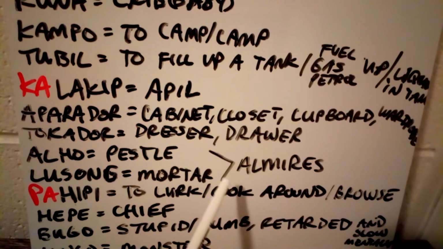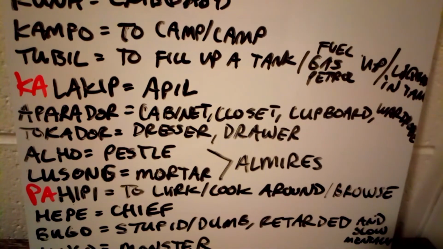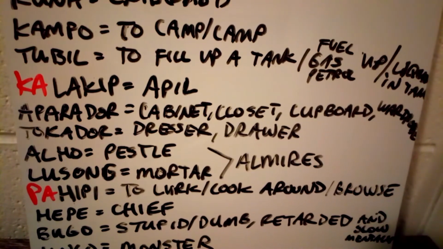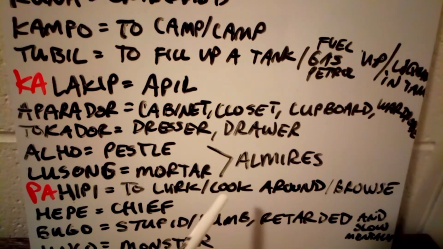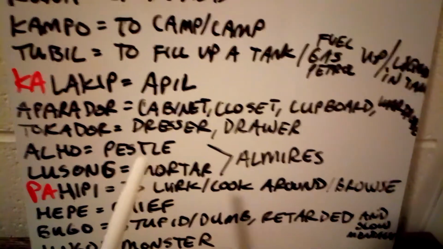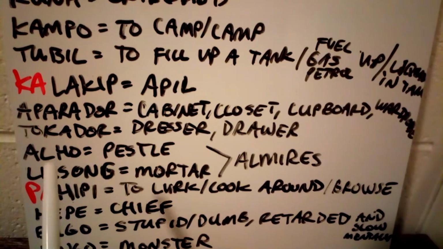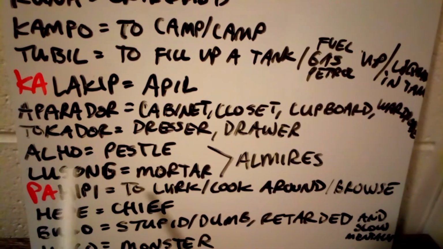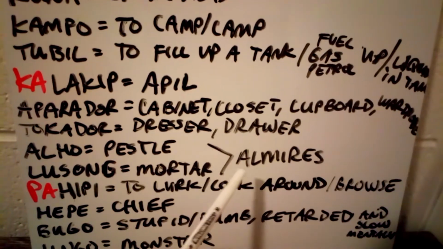So a pestle and a mortar is just the almirez, and almirez is generally something smaller. Like it's generally a smaller pestle and mortar. But obviously pestles and mortars come in many sizes. Almirez can also be used to explain a set. A pestle and a mortar set is called an almirez.